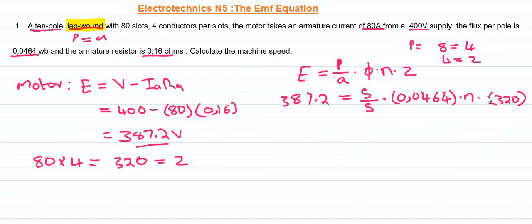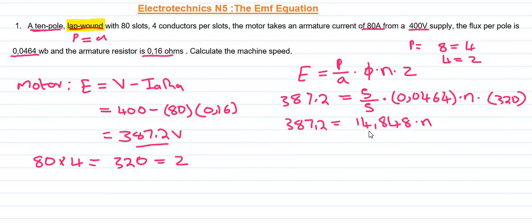So, the actual equation to find the speed: 387.2 equals 5 over 5, multiplied by 0.0464, multiplied by 320, which gives 14.848, multiplied by the speed.